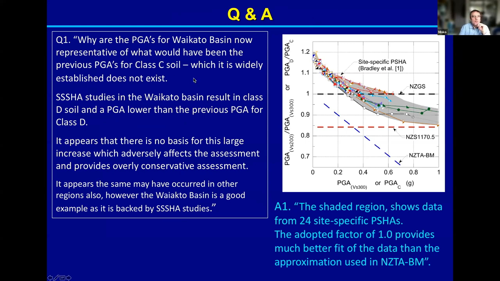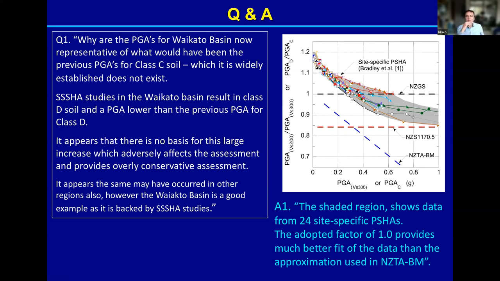The first question is, why are the PGAs for Waikato Basin now representative of what would have been the previous PGAs for Class C soil, which it is widely established does not exist? Site-specific seismic hazard analysis studies in the Waikato Basin result in Class D soil and a PGA lower than the previous PGA for Class D. And there is another argument there. This is a loaded question.